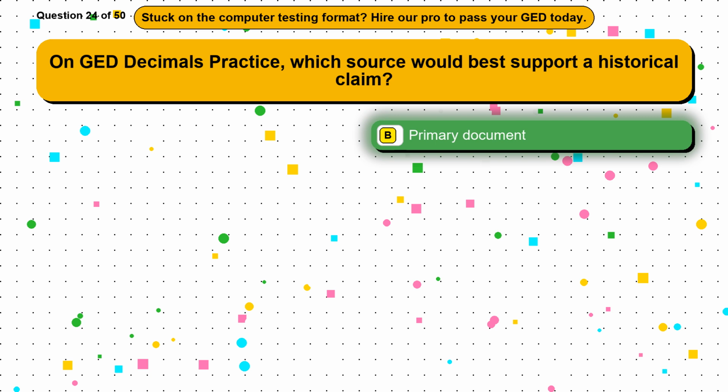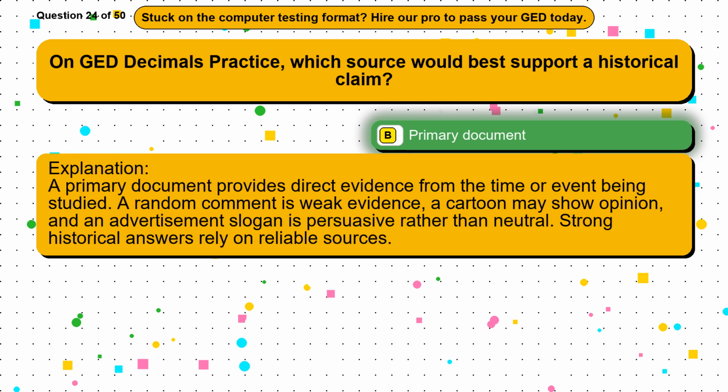Primary document. A primary document provides direct evidence from the time or event being studied. A random comment is weak evidence, a cartoon may show opinion, and an advertisement slogan is persuasive rather than neutral. Strong historical answers rely on reliable sources.